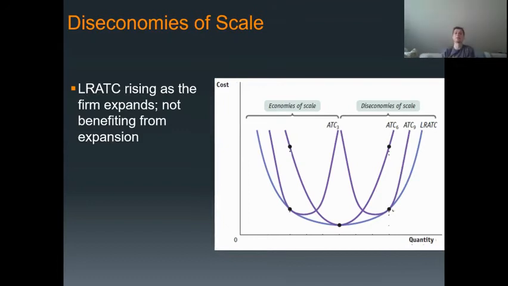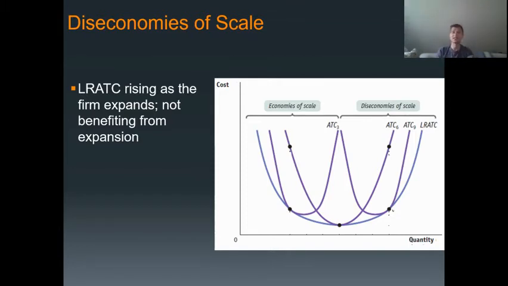Diseconomies of scale is the opposite. Now our output is rising more slowly than our costs, and our LRATC is increasing as the firm expands. So now we are no longer seeing efficiencies from expansion. And this is caused by more difficulties in communication and things like that.